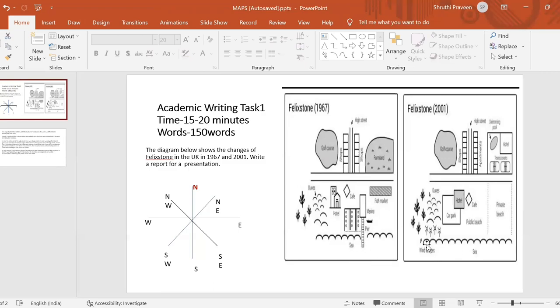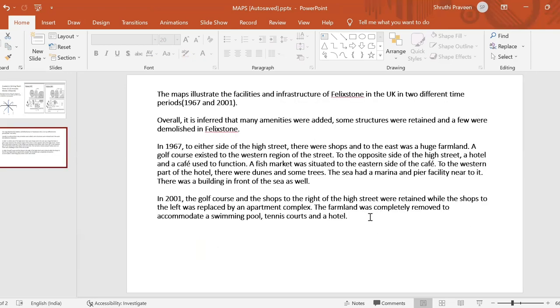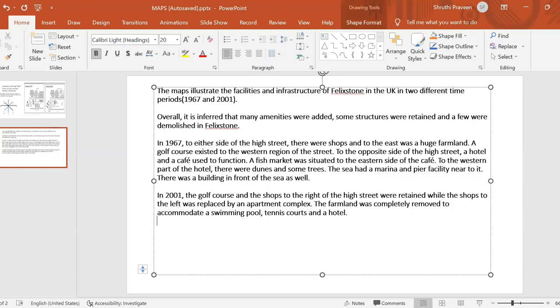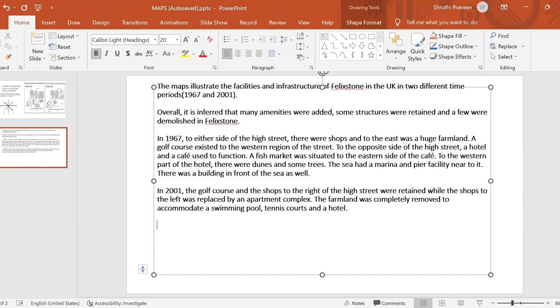Then wind turbines were erected. Some more trees were planted. If you can see, there were only 4 trees here, but now there are 5 trees, which means more trees were planted. The sand dunes were also kept intact. So these are the changes we have observed in the lower part of the 2001 map. So, the same paragraph.